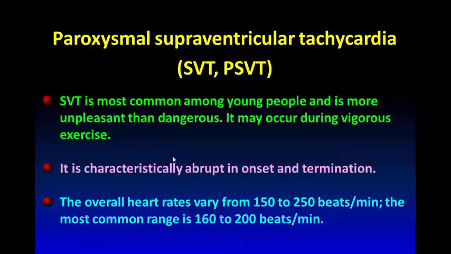Paroxysmal supraventricular tachycardia, SVT or PSVT, is most common among young people and is more unpleasant than dangerous. It may occur during vigorous exercise, and it is physiologically and clinically described as being a paroxysmal arrhythmia because it is characterized by an abrupt onset and an abrupt termination. The overall heart rates vary, and the most common range is from 160 to 200 beats per minute.